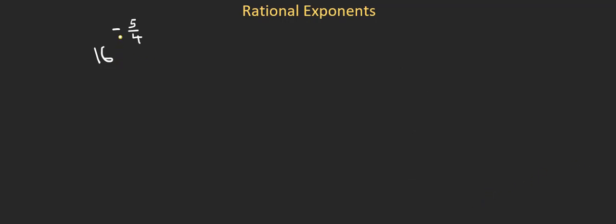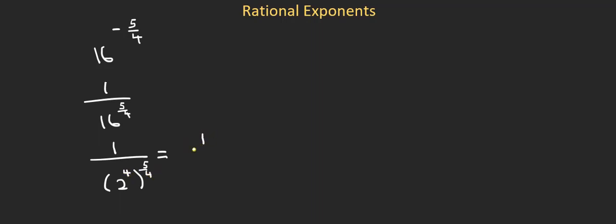So when you have 16 to the power of negative 5 over 4, this will be the same thing as 1 over 16 to the power of 5 over 4. Let's rewrite this. It's going to be 1 over 16, and you could rewrite 16 as 2 to the power of 4. So what happens? You have two exponents next to each other. The 4 will cancel out. You get 1 over 2 to the 5th, which is 1 over 32.